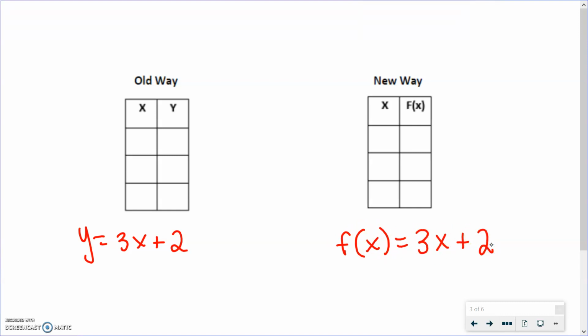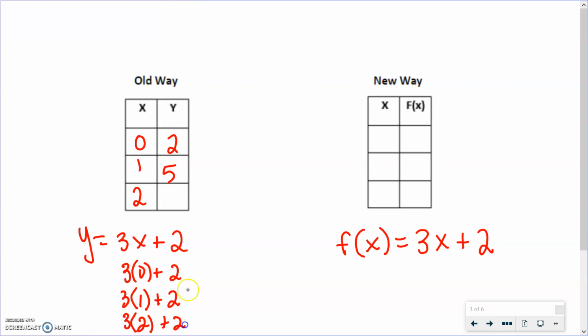And we just write that a little different because sometimes when we're talking about functions, we want to evaluate it for a certain number, and that's a way we can show that. So in our old way, we would say, okay, 0, 1, 2, and we would plug it in, and so we would say 0 times 3 is 0 plus 2 is 2, and 3 times 1 is 3 plus 2 is 5, and 3 times 2 plus 2 is 6, 7, 8, okay?